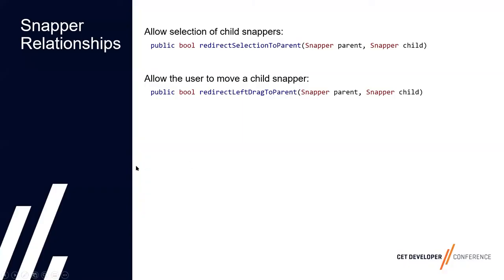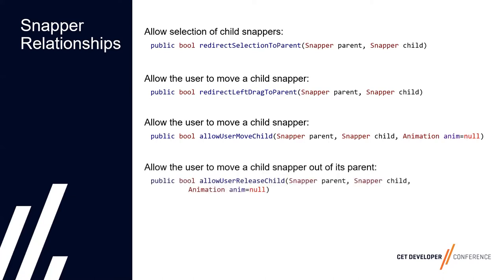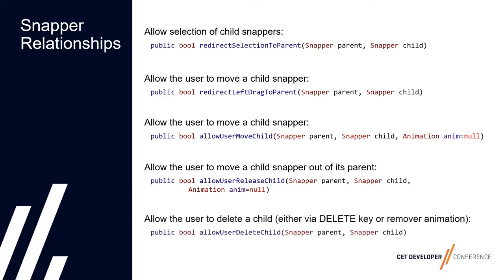So what other options do we have? Allowing the user to move the child snapper at all. We can even block the user from being able to remove a child from its parent by dragging it away. We can even block allowing the user to delete a child.